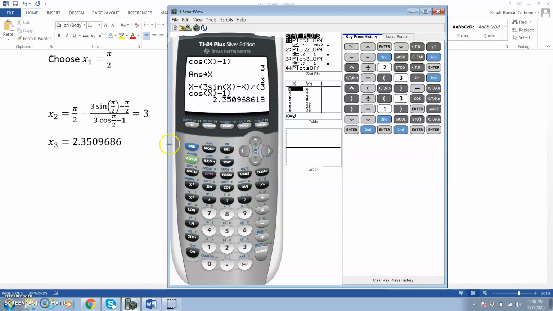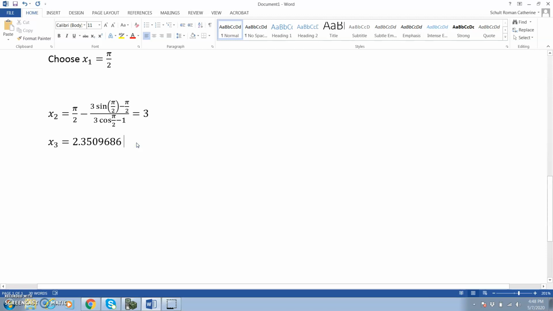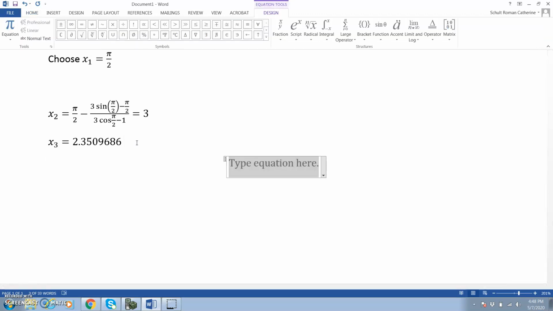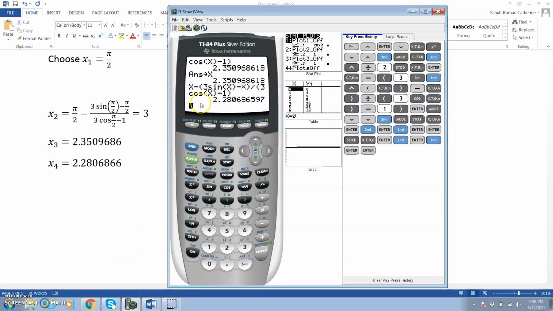Okay, so we are going to now store that as x, and then hit second enter. Second enter. All right, so now we're going to plug in x3 to get x4. And there's x4. Let's write that down. So 2.2806866. Okay, so let's store that as x.